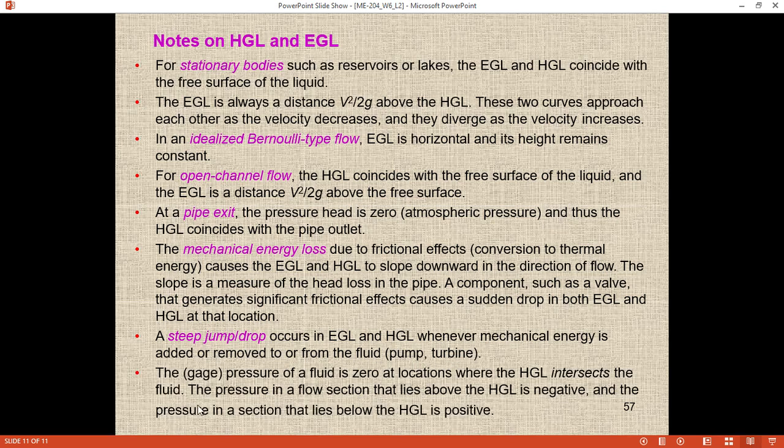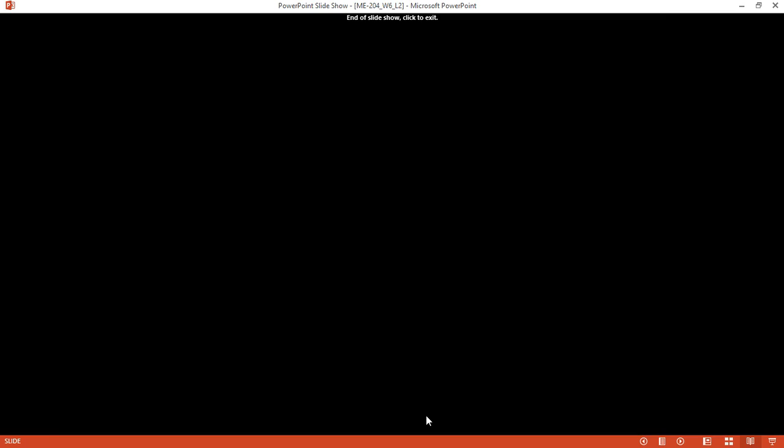The gauge pressure of the fluid is 0 at a location where the HGL intersects the fluid. Whenever the fluid is open to the atmosphere, the HGL intersects the atmosphere. The pressure in a flow section that lies above the HGL is negative, and the pressure in a section that lies below the HGL is positive. Okay, so this is the end of the lecture.